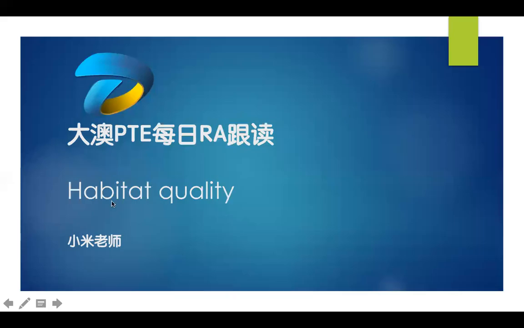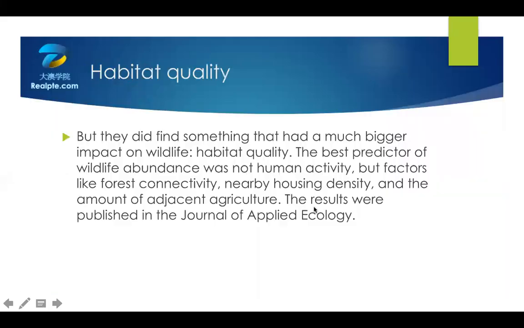Alright, guys, 我们来看一下这个 habitat quality。OK，这道题我们先读一遍，大家跟着我一起读。我语速呢会放得慢一点。But they did find something that had a much bigger impact on wildlife. Habitat quality. The best predictor of wildlife abundance was not human activity, but factors like forest connectivity, nearby housing density, and amount of adjacent agriculture. The results were published in the Journal of Applied Ecology.